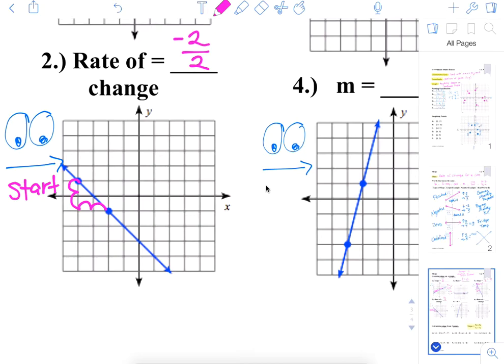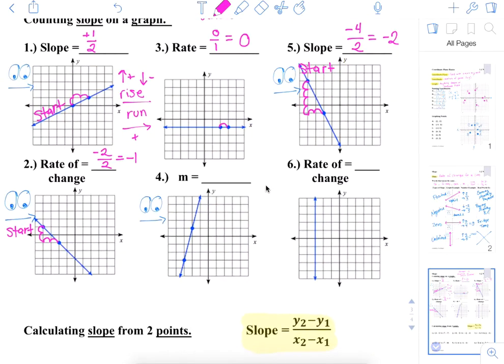-2 over 2 is not simplified. I need to make that a -1 as my final answer. You can use a calculator or you can do it in your head as long as they are coming out correct. Okay? All right, notice that my bottom number is never negative. My top guys might be positive, might be negative, but my bottom guy is always positive.